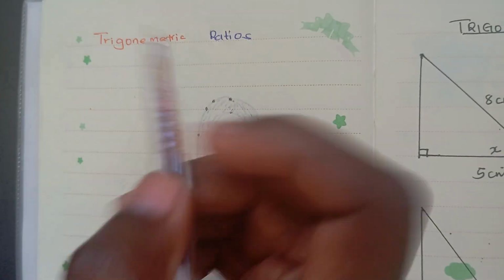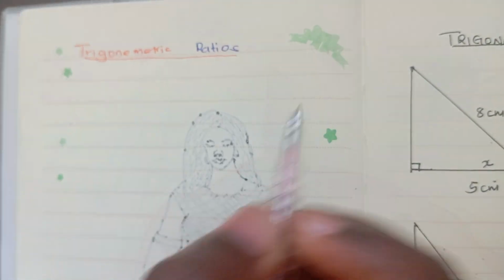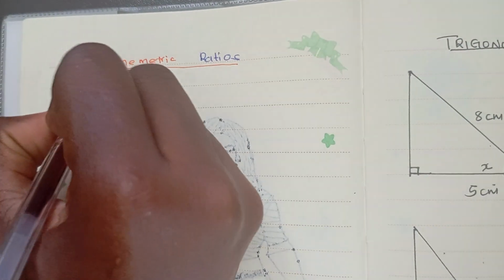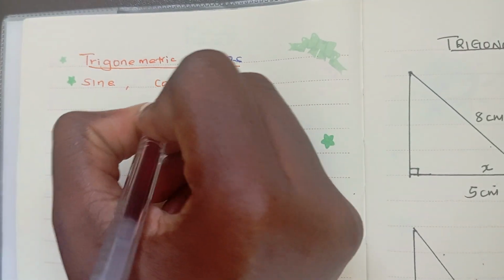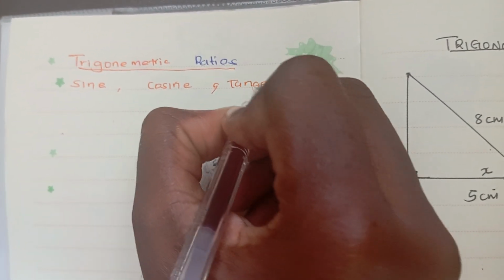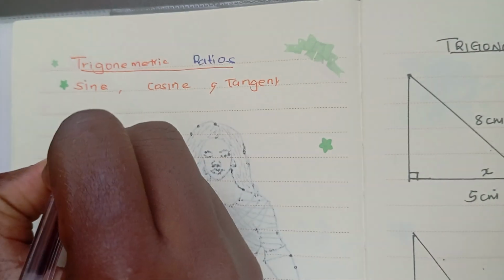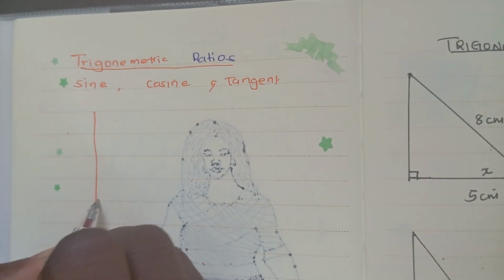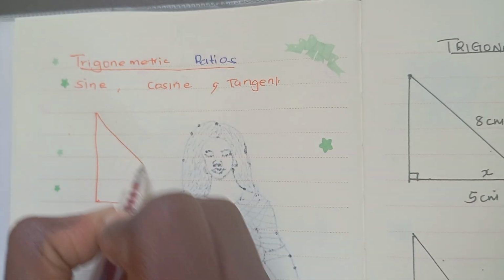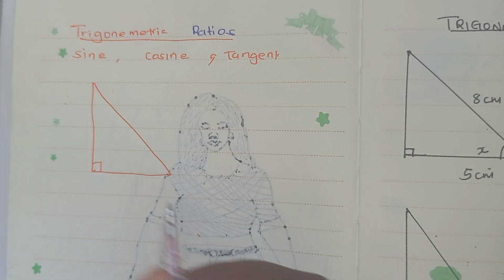So today I'll be showing you how to calculate questions related to trigonometric ratios. We have three of them: sine, cosine, and tangent. All these ratios are related in a right angle triangle. So we have this right angle triangle here. We know it's a right angle triangle by that symbol.